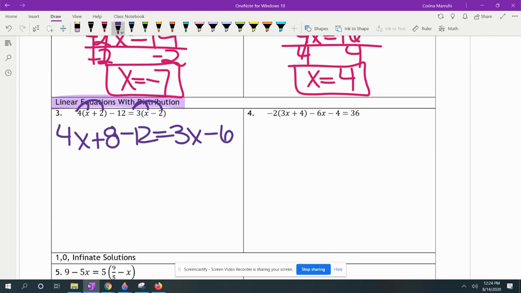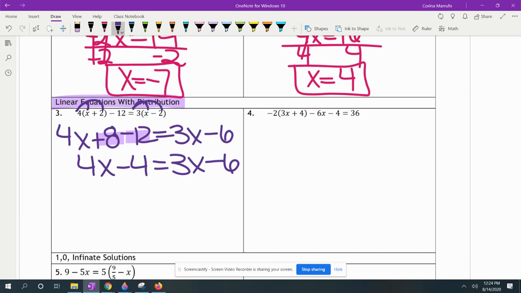Now, before we move on to our next step, we do need to combine our like terms. Here we have a positive 8 and a negative 12. We have to combine those. So 8 minus 12 gives us a negative 4. Now that we've combined our like terms, we're ready to start solving for x.